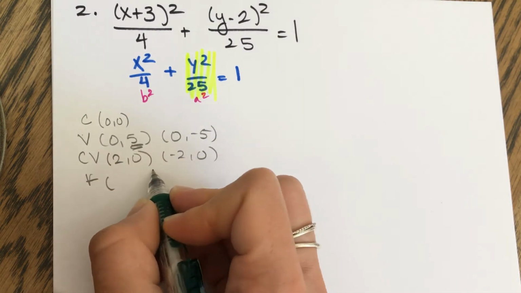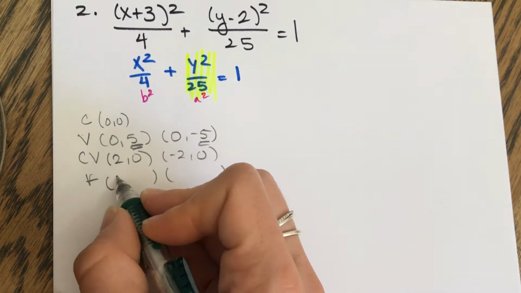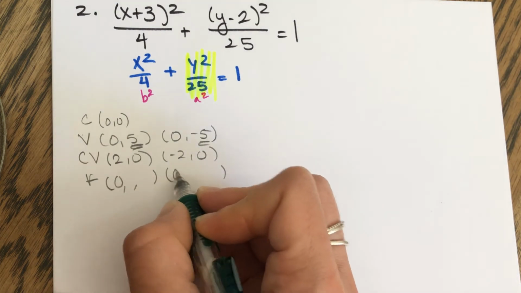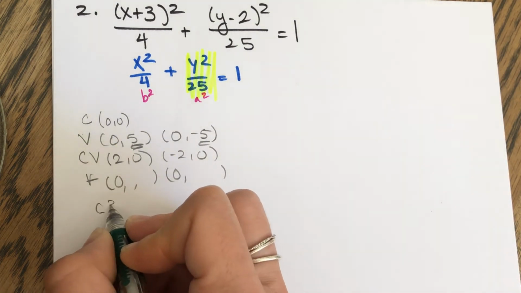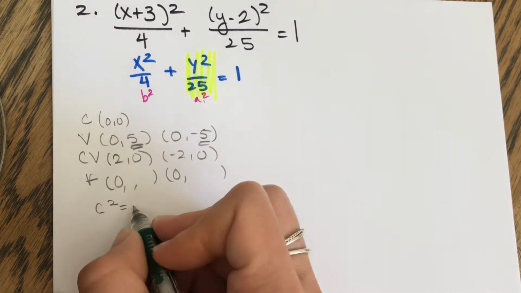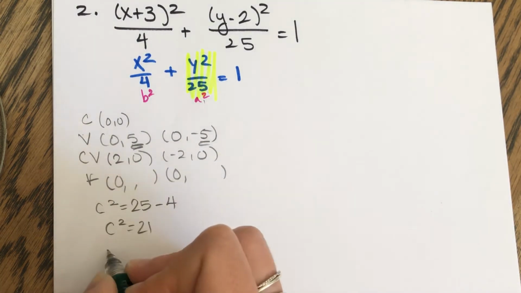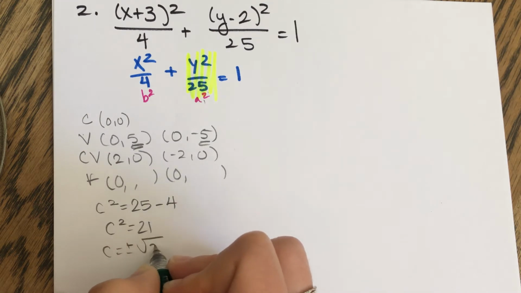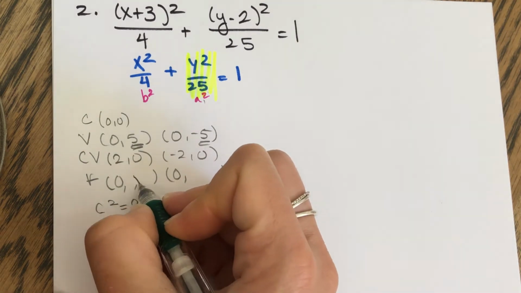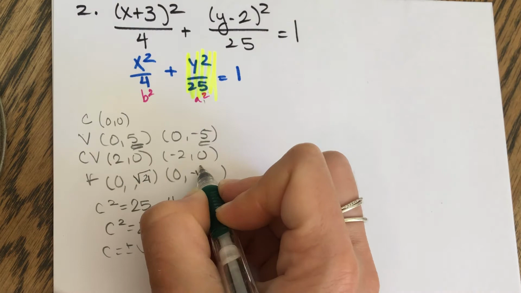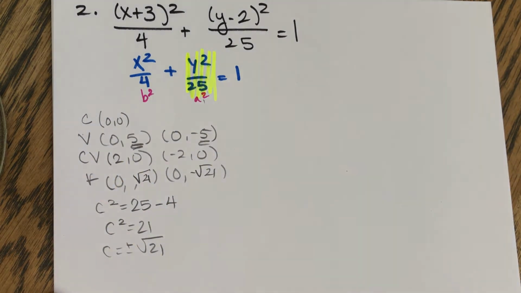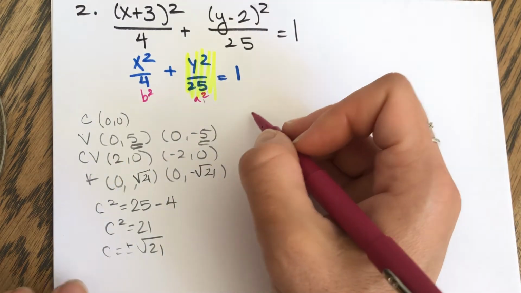Focus has to be follow your vertices, so I'm just going to put a 0 here just to get it out of the way. And then here we go: c squared equals a squared, 25, minus b squared, 21, plus or minus 21. So 21, negative 21. So easy.